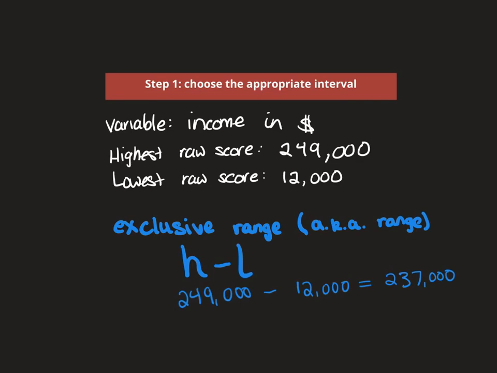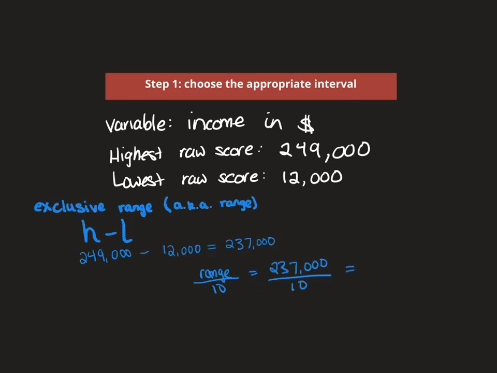I can now get the approximate size of my intervals. If the range is 237,000 and I want to have about 10 intervals, that's going to mean that each interval is going to be about 23,700. This is not an intuitive number for us to count in multiples of, but it is pretty close to one that is easy, 25,000. So I could use 25,000 as the size for my interval.